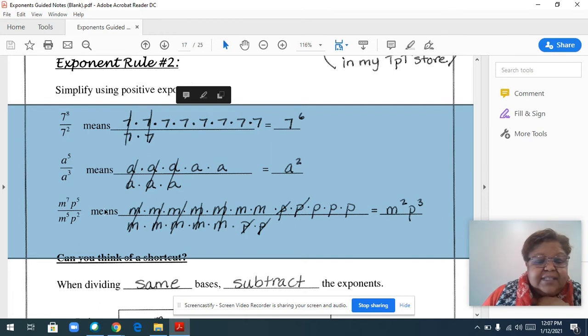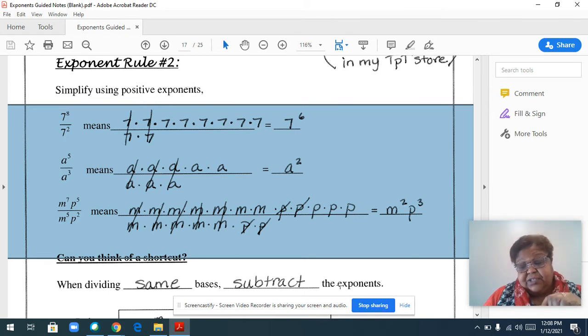So m to the 7th, I expand that out to 7. P to the 5th, 1, 2, 3, 4, 5. Divided by m to the 5th, 1, 2, 3, 4, 5, times p squared, 1, 2. Resolve them out. I'm left with 2 m's, so that's m to the 2nd power. And I'm left with 3 of these p's, p times p times p. Remember, exponents are repeated multiplication, not repeated addition. So it's not 3p, it's p to the 3rd power.